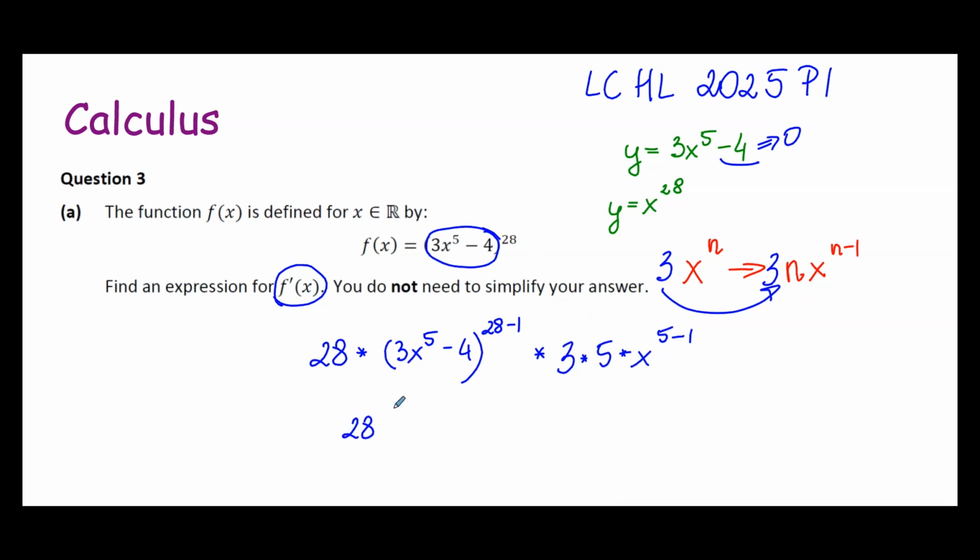Now, I know they told us that we don't have to simplify. I'm not really. I'm just going to write 3 times 5, 15, and x to the power of 4. Now, yes, I can multiply 28 by 15 in the next step, but they are saying I do not need to simplify my answer. But that's what I'm saying. It looks more complex than it is.